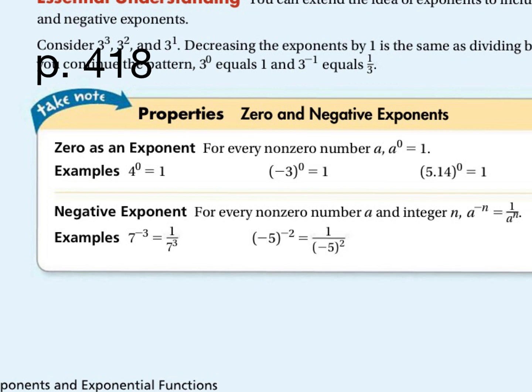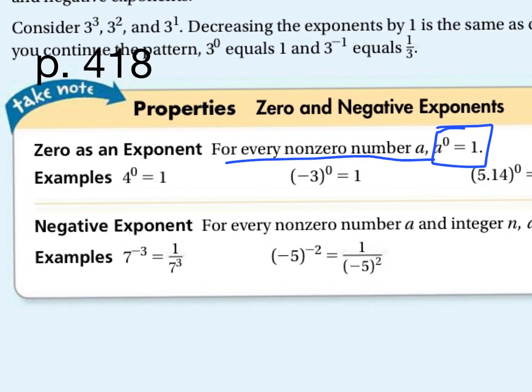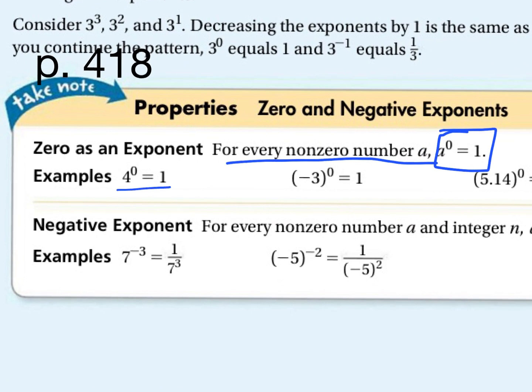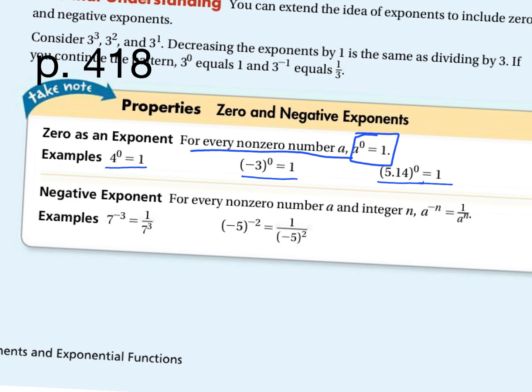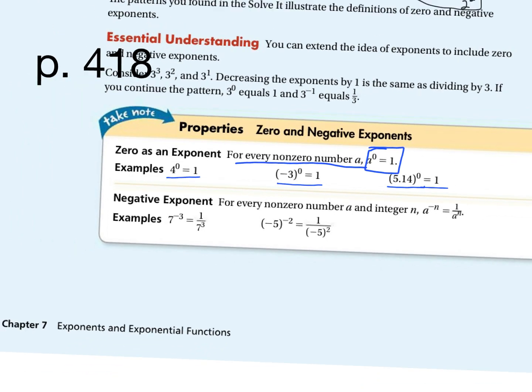We can't have 0 to the 0 power, but for every non-zero number, if you take it to the 0 power, it's equal to 1. So for example, 4 to the 0 power equals 1, negative 3 to the 0 power equals 1, 5.14 to the 0 power equals 1. You could try to impress your parents or something and tell them that you know what 1 million to the 0 power is without using a calculator, and you could tell them it would be 1.